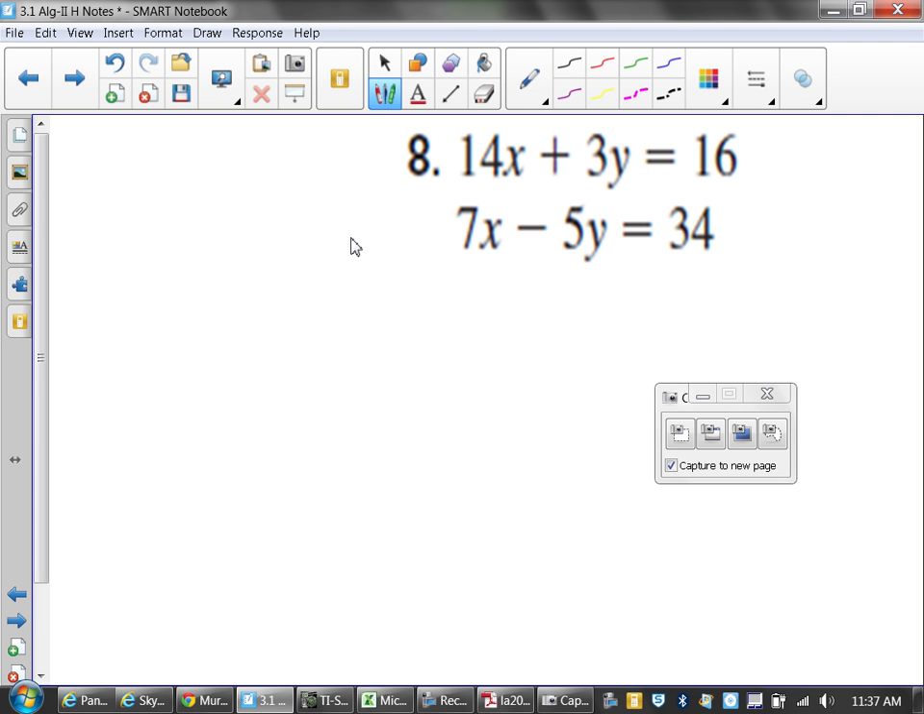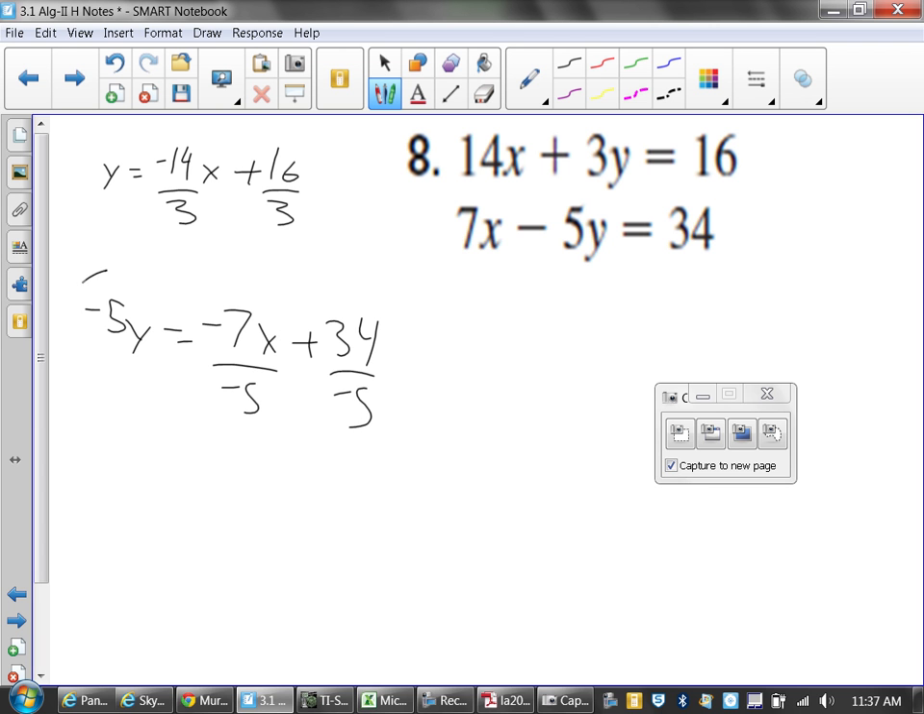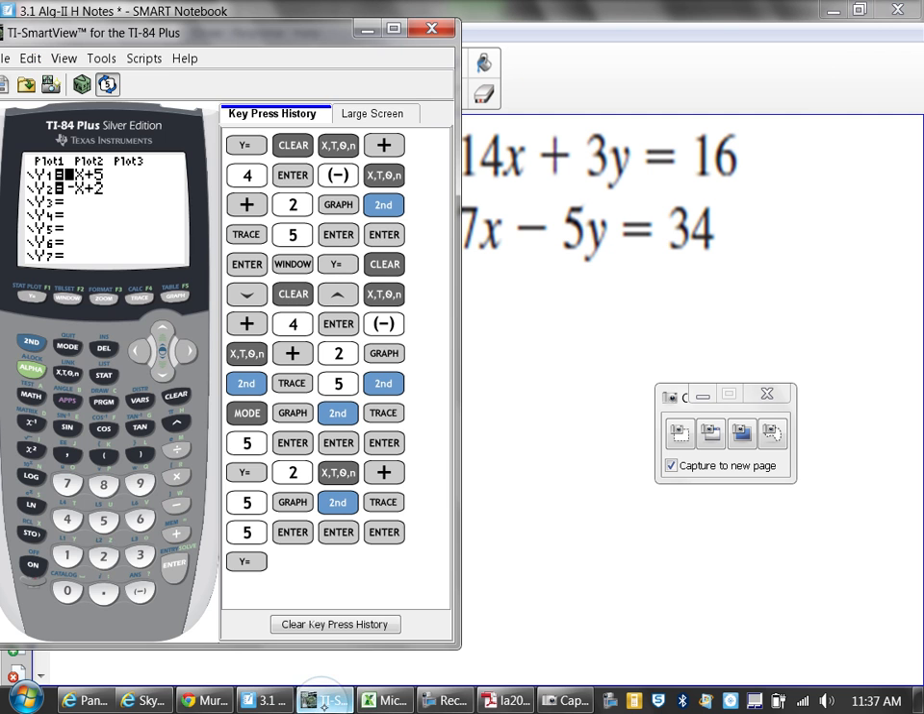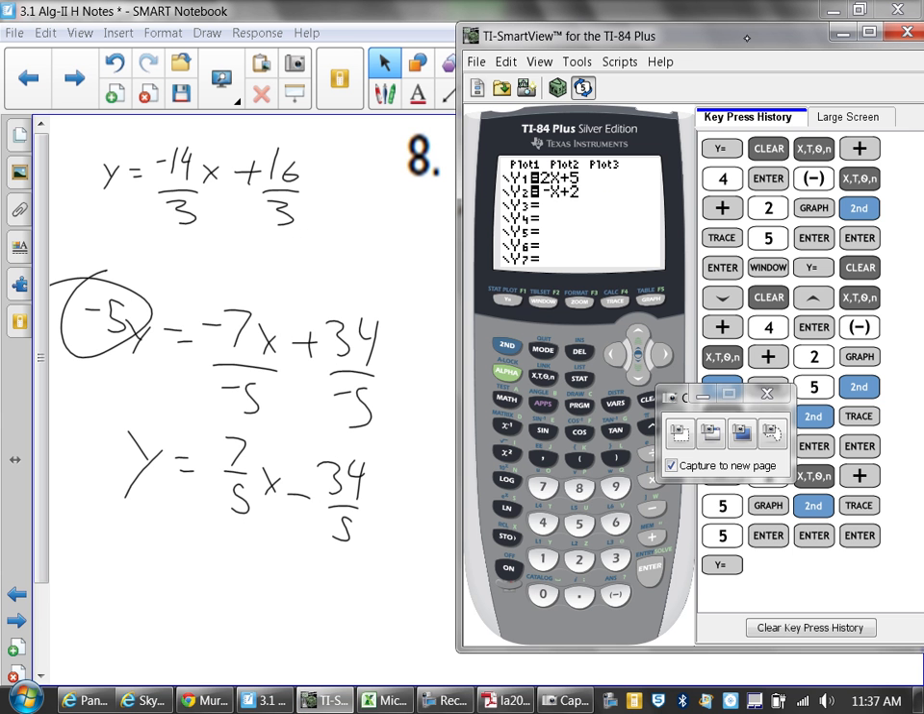Guys, hold on. When you get to this point here, you wind up with 3y is negative 14x plus 16. Divide everything out by 3. There's your value of y. Second one, negative 5y is negative 7x plus 34. Divide by the negative 5. This is where most of you mess up. When you rewrite the problem, you tend to forget to put the negative with it. y is 7/5 x minus 34 over 5. So, typing them into your calculator.